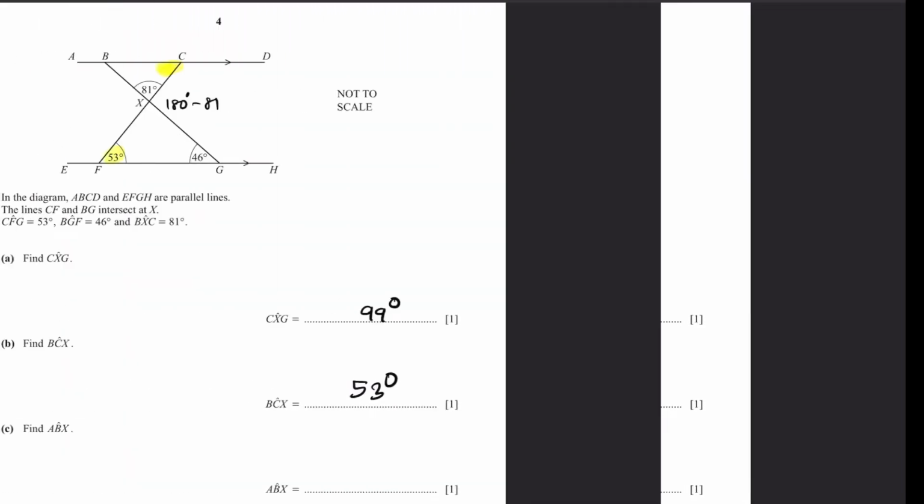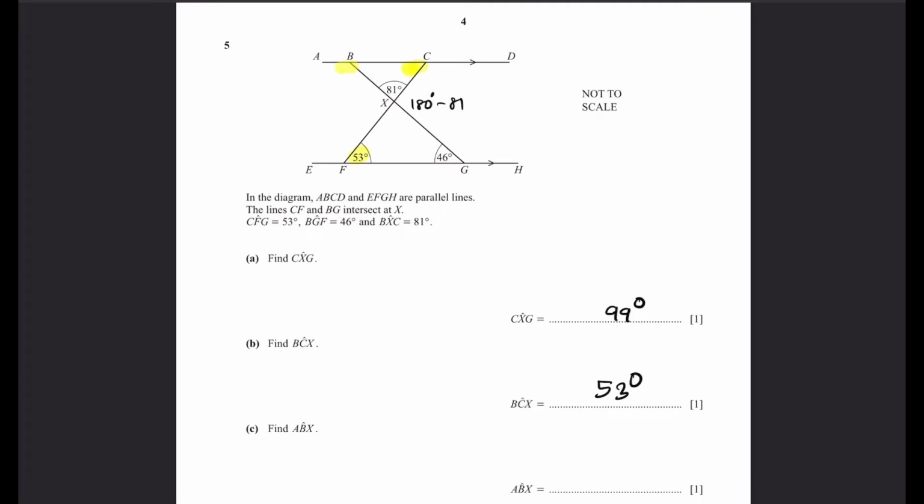ABX, this angle. This is 46. This angle must be 46 due to alternate angles. So let me write here, this is 46. And this complete angle is 180 degrees. So we can subtract 46 from 180.